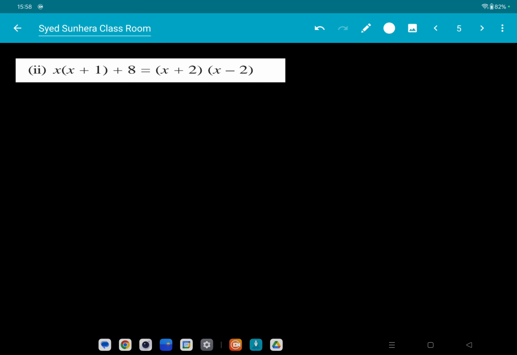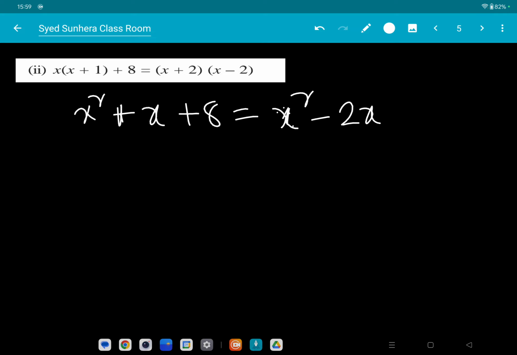Here another example is this one. Now we are going to solve it. How can we solve? Here x into x plus 1. We need to multiply this x with the whole term x plus 1. x into x, x square, x ones are x, plus 8 is equals to, now multiply the x with x minus 2. x into x, x square, minus 2x, here plus 2 into x minus 2. It will become plus 2x, plus into minus, minus 2 2s are 4.